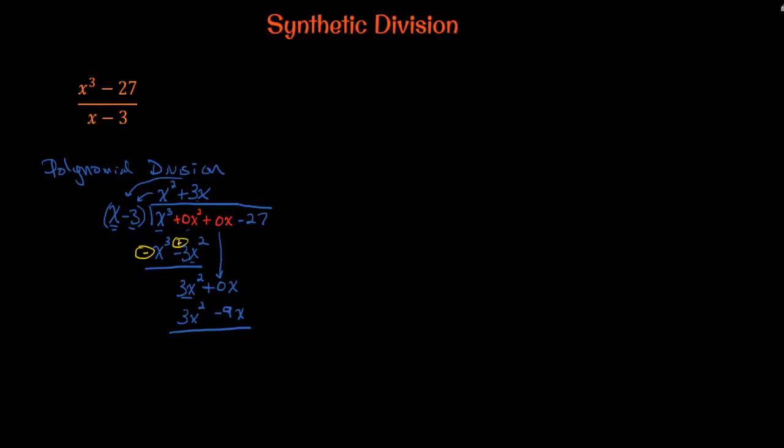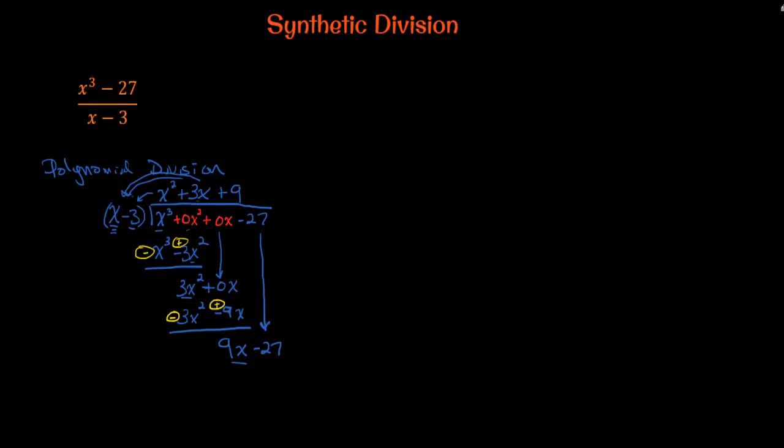But remember, I'm going to have to change my signs, so that becomes negative and this becomes positive. So now we are going to have 3x squared minus 3x squared gives you 0. 0 plus 9x gives me a value of positive 9x. And now I'm going to bring down my negative 27. Start from the beginning. What times x gives you positive 9x? That's a value of positive 9.